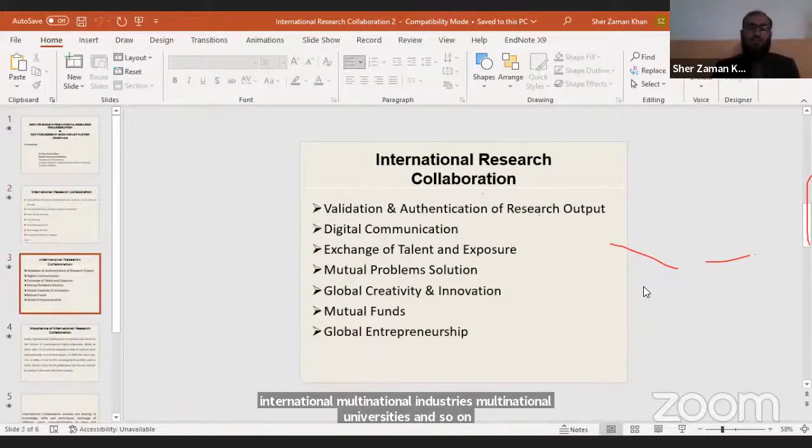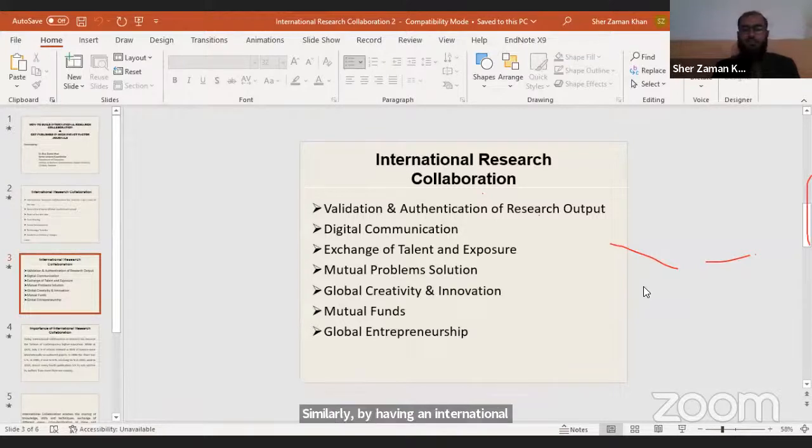Similarly, by having an international research collaboration, the validity and authenticity of research output is ensured. Because if a group of researchers belongs to a specific area and is conducting research on some specific issue, their results or findings will not be easily generalized around the world, in different countries of the world.